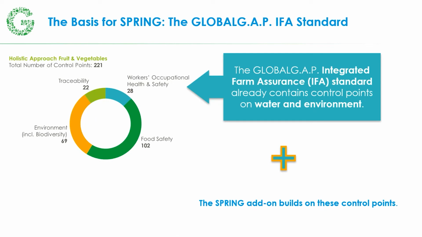Okay? The idea is that during the assessment, the auditor is going to visit the farm and at the same time check the IFA or crop for processing requirement and the Spring requirement. Spring is not only the 44 requirements that we have in the add-on. This is very important. We work a lot in the training of auditors to explain that.